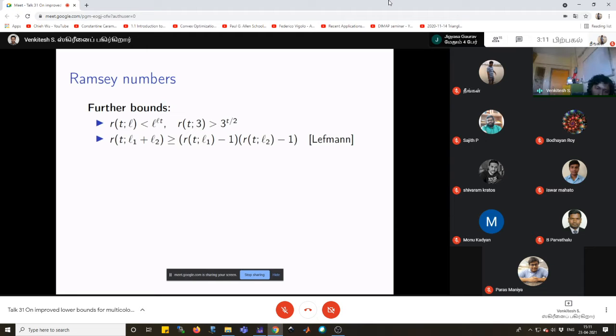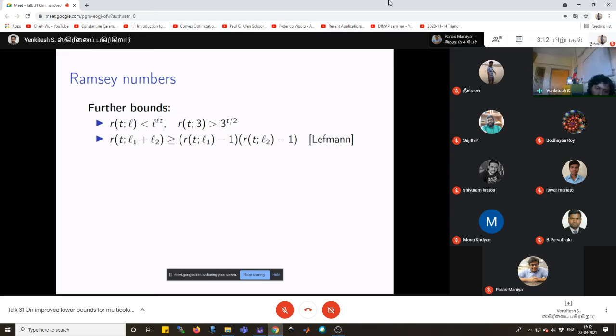Lefmann came up with a very interesting recursive inequality, and this inequality will pop up again and again in this talk because it helps us get lower bounds on the diagonal Ramsey number corresponding to a larger set of labels using smaller sets of labels. So R(T, L1 plus L2) is at least (R(T, L1) minus 1) times (R(T, L2) minus 1). And this is a very easy combinatorial argument where you just blow up a graph to get another graph. A very simple exercise actually.